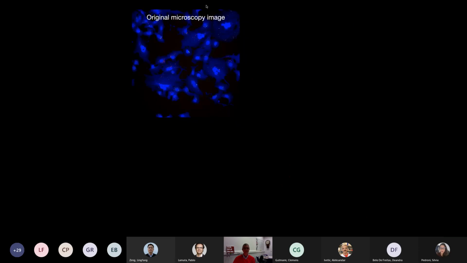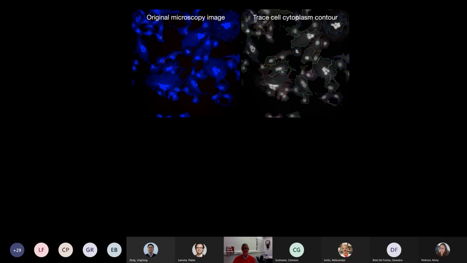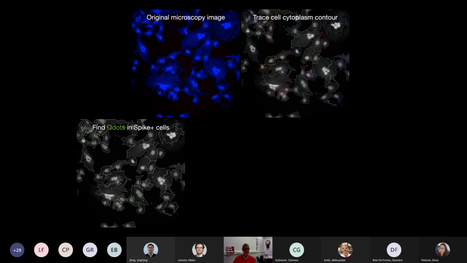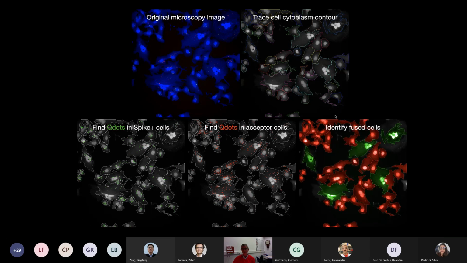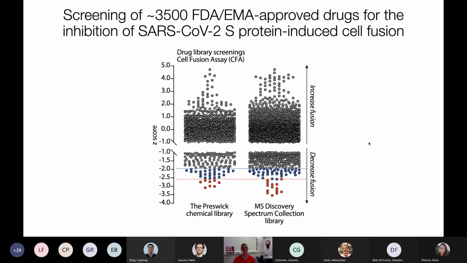And here in the screening, this is an image from the microscope. Then you instruct the software, and the first thing you tell the software is to trace the contour of these cells, and then find the Q dots in the cells, find the other Q dots in the cells, overlap the two images, and you identify the fused cells. Eventually, we screened the library and found a few drugs that significantly inhibit formation of syncytia.